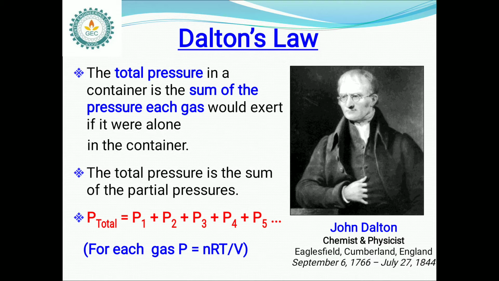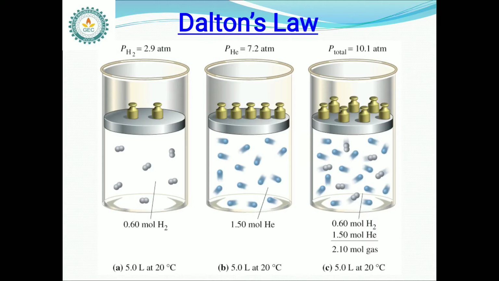Here, what is the equation? P total is equal to P1 plus P2 plus P3 plus P4 plus P5 and so on. For each gas, P is equal to nRT by V. So basically, what is the meaning of this Dalton's law?